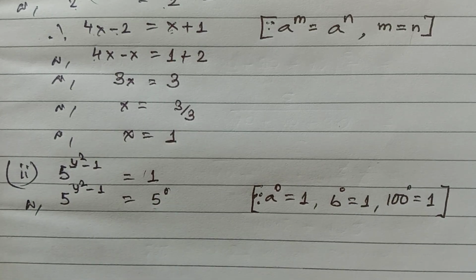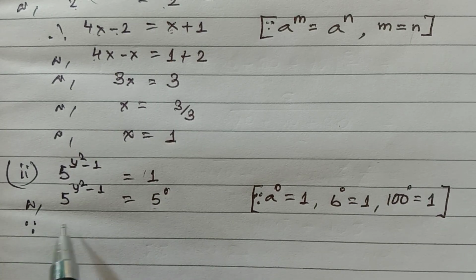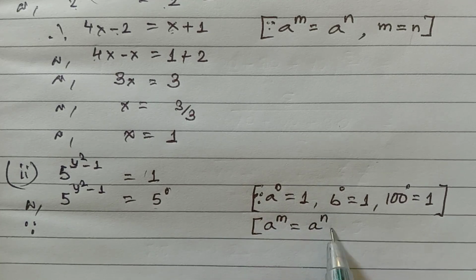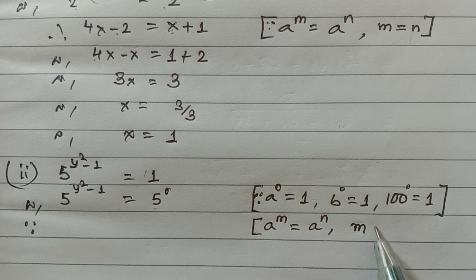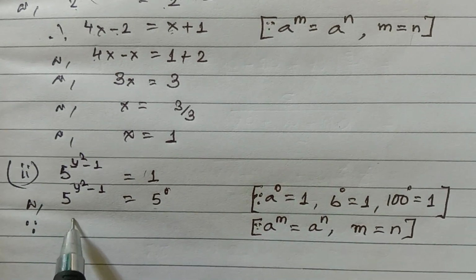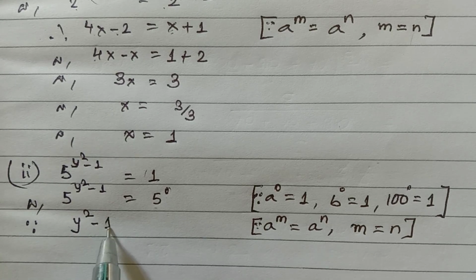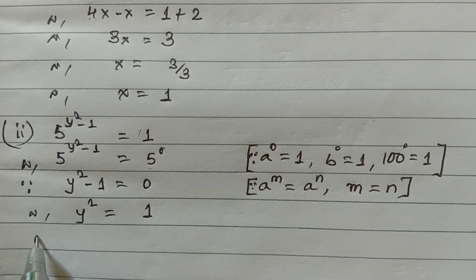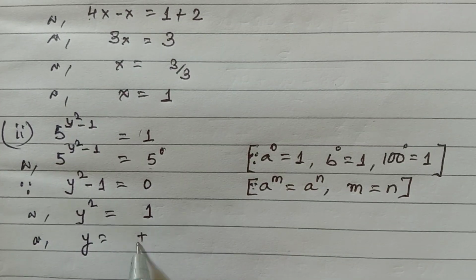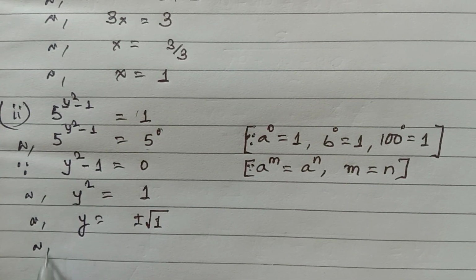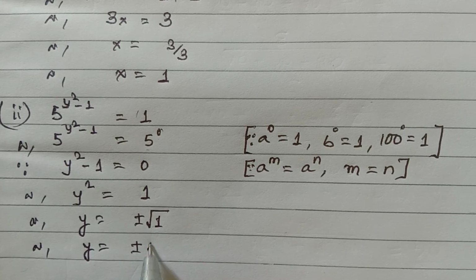Comparing both sides, because we have the exponential law that if a raised to power m equals a raised to power n, then m is equal to n, we get y squared minus 1 equal to 0, or y squared is equal to 1, or y is equal to plus or minus root under 1. The square root of 1 is always 1, so y is equal to plus or minus 1.